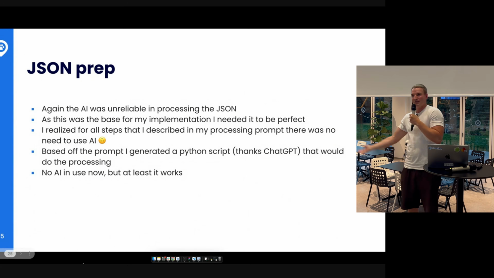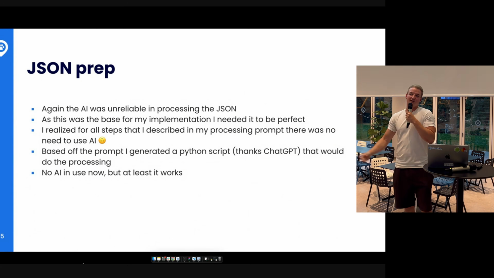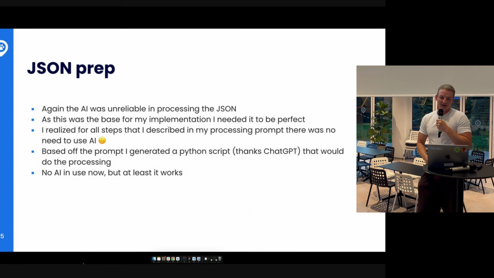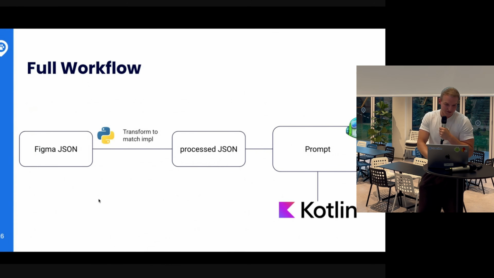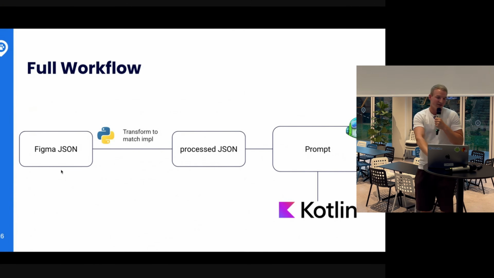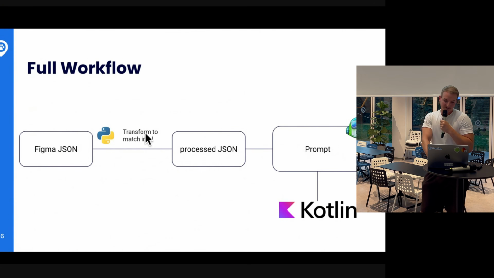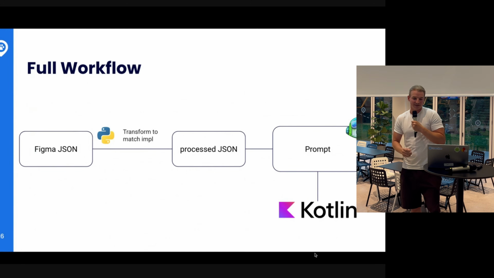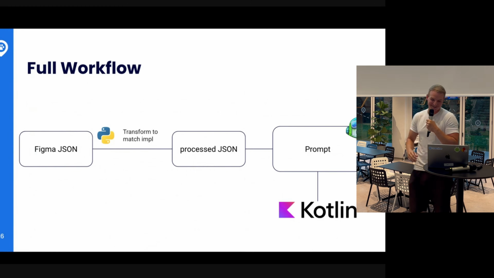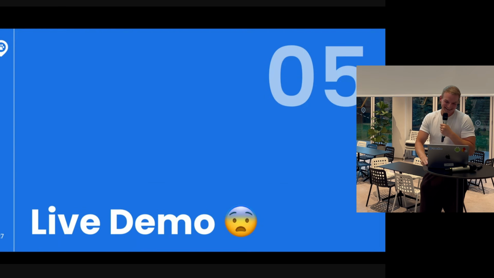So I just put all my steps into ChatGPT, generated a Python script for me, and I used that. It worked out of the box, no compile errors, and no AI in use now, but it works. So my full workflow now is I have my Figma JSON as input, my Python script that transforms it to some processed JSON, basically. I use this in my prompt, and I get the result. Much leaner than before, and to be honest, I was a bit sad that I had to ditch the more complex approach because I thought it's cooler, but it is what it is.